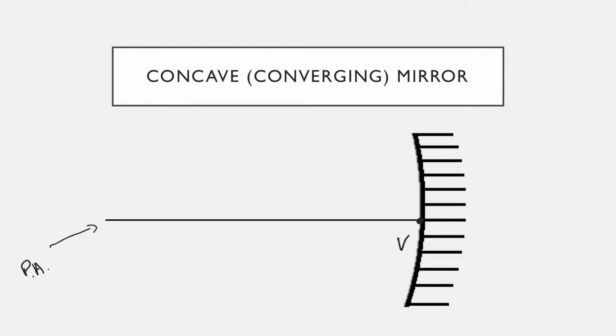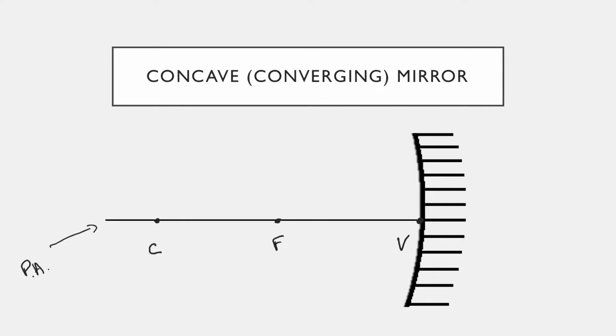The next point of kind of significance is the focus. And the last point is the center of curvature. You can think of the center of curvature as if this was a giant circle, that's where the center of the circle would be. And the focus is halfway between the center of curvature and the vertex.